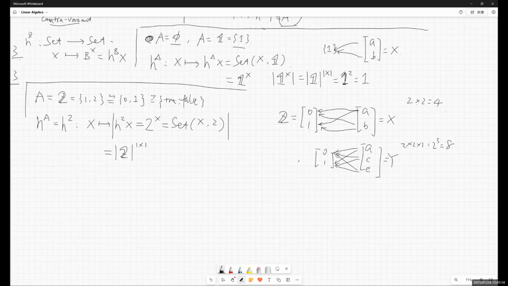Okay, so the functions here are binary valued functions. This kind of function is called a characteristic function.